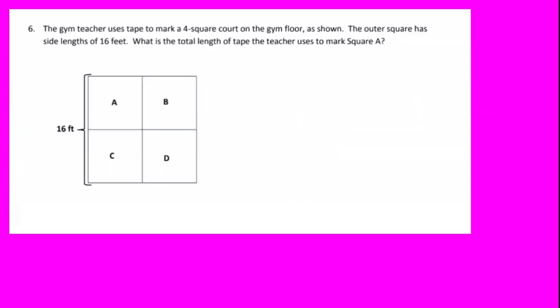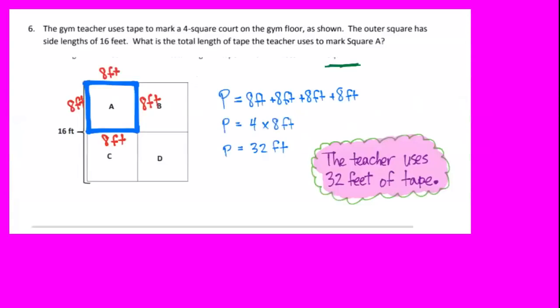The gym teacher uses tape to mark a 4-square court on the gym floor, as shown. The outer square has side lengths of 16 feet. What is the total length of tape the teacher uses to mark square A? So you're going to break that down, 8 and 8 and 8 and 8. 8 plus 8 plus 8 plus 8 equals 32 feet. So the teacher uses 32 feet of tape.